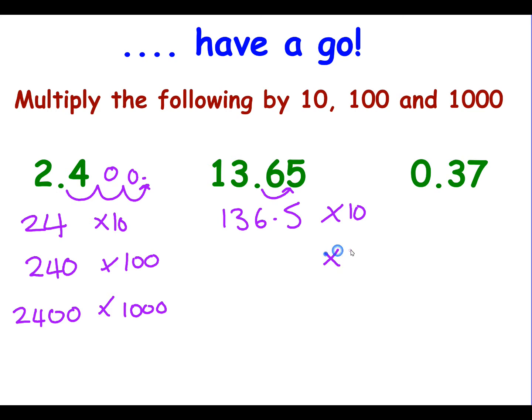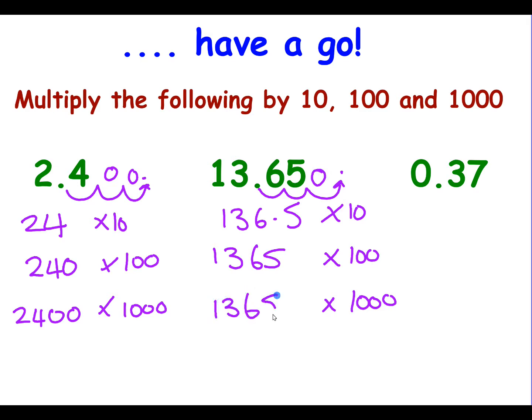If we multiply it by 100, we move it another place to the right, so it becomes 1365. And finally, to multiply it by 1000, it goes 1, 2, 3 places to the right, remembering to infill any hooks with nothing in with zeros, so it becomes 13650.